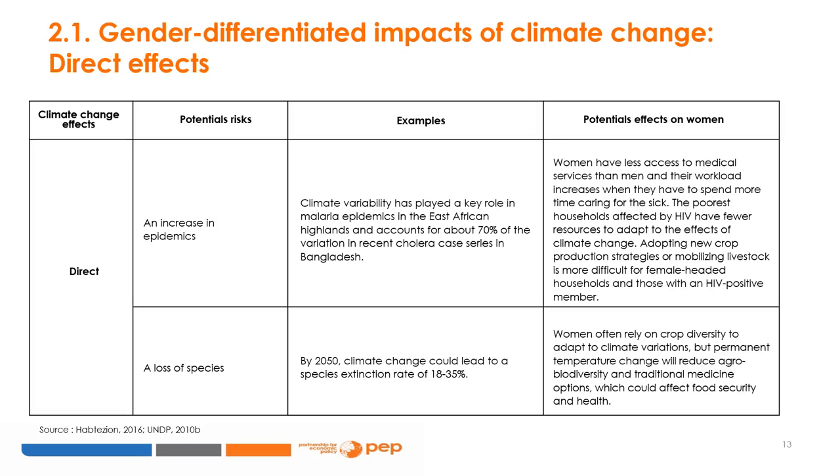It can also lead to a loss of many species. By 2050, climate change could lead to a species extinction rate of 18 to 35%. Women often rely on crop diversity to adapt to climate variations, but permanent temperature change will reduce agrobiodiversity and traditional medicine options, which could affect food security and health.